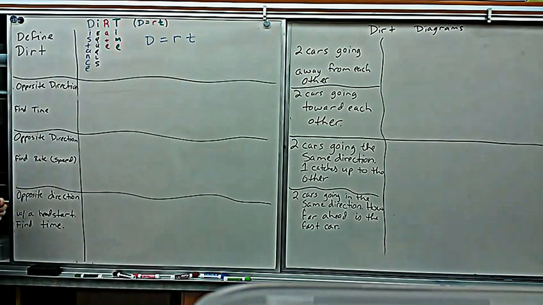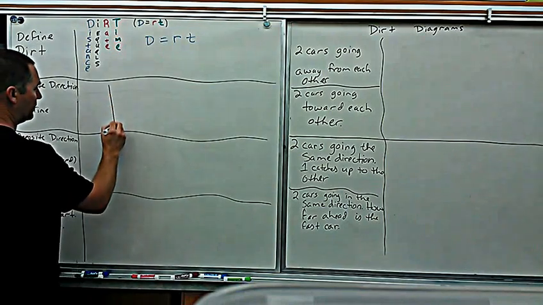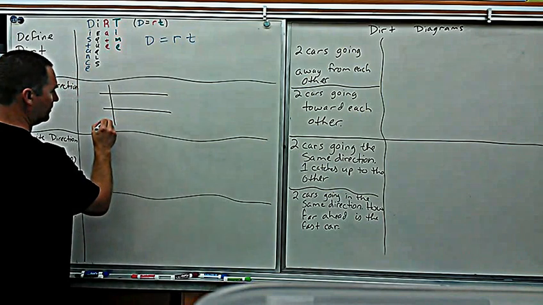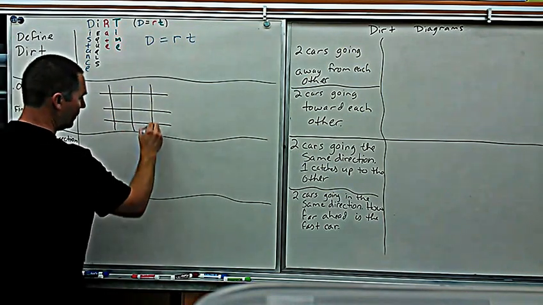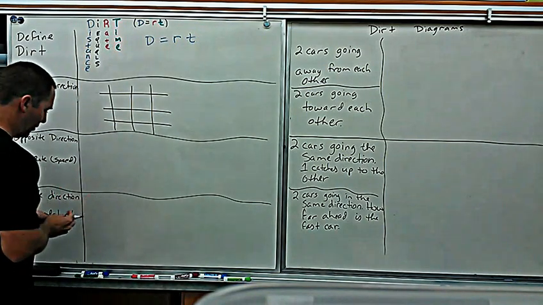So we're going to take a look at a couple of different types of problems. The first one we have is an opposite direction problem, and we're trying to find the time. Okay, so whenever we do these, we're going to set up a chart. The chart looks like this. Charts are always the same. They always look like we're getting ready to play a big game of tic-tac-toe, except that we're not.